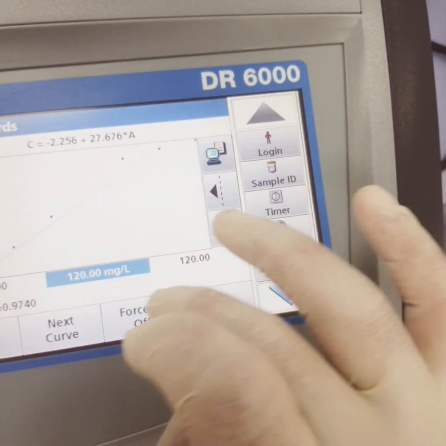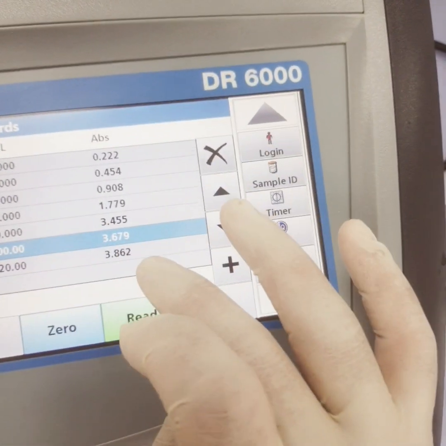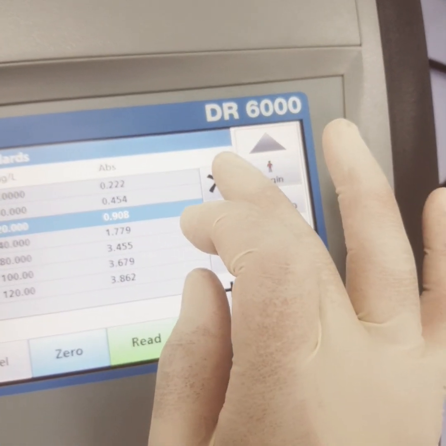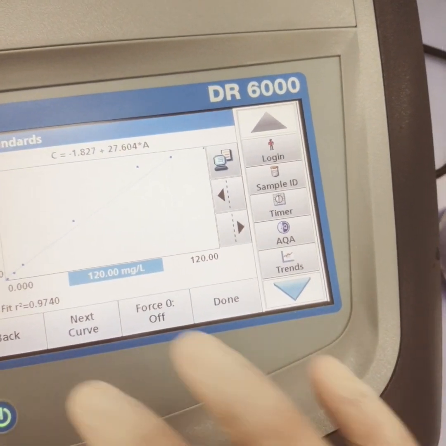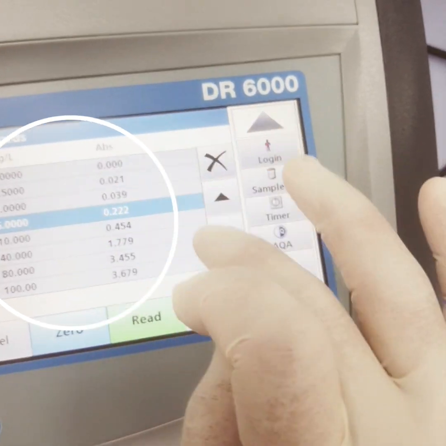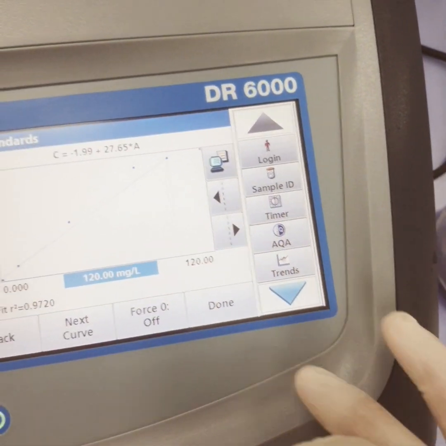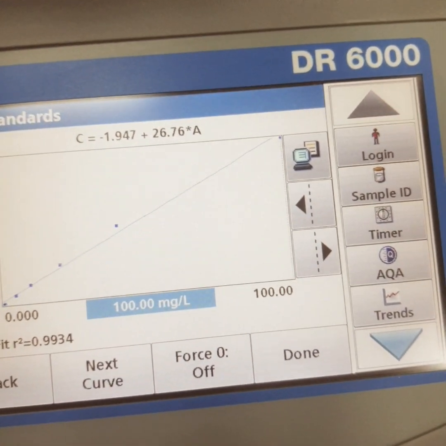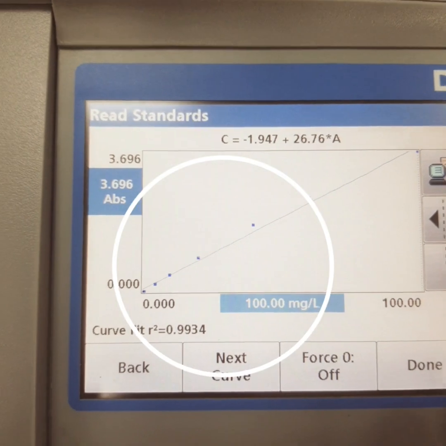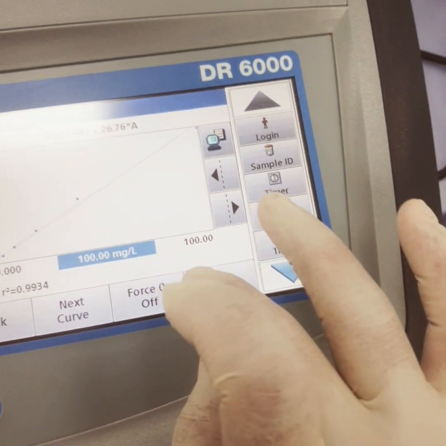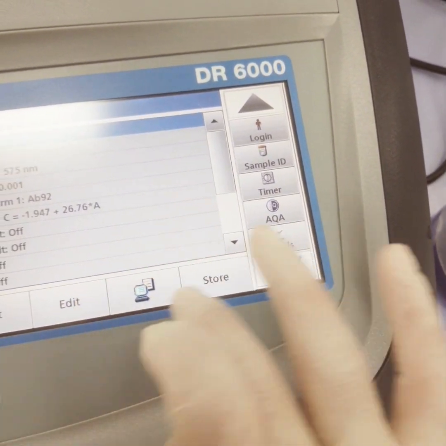So we need to delete some points. Suppose we delete this, still there is some point that needs to be deleted. Since we deleted some points, you can see now the fit is very okay, which is 0.9934. So even you can see the next curves. Okay, so this is the equation. Now we'll say done, and then we can say store.